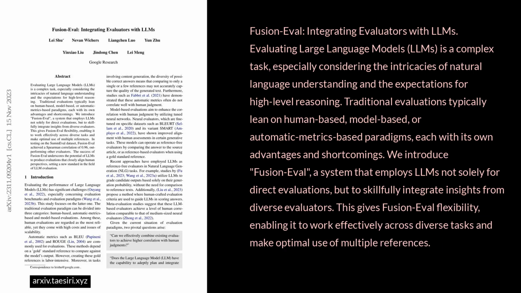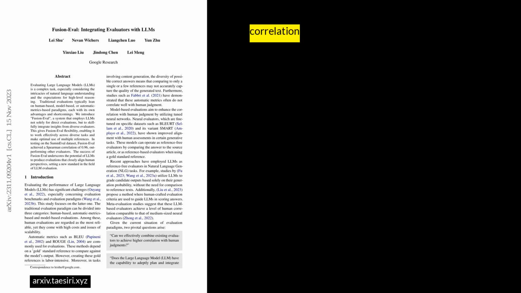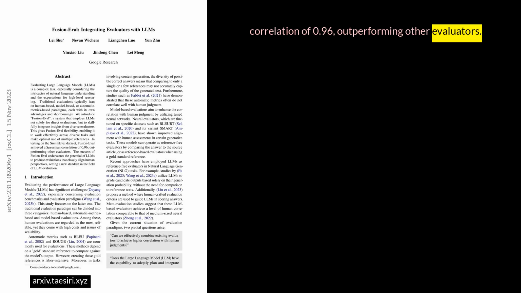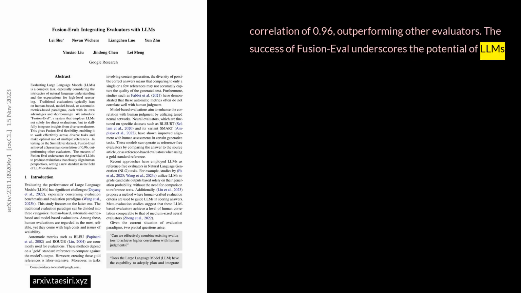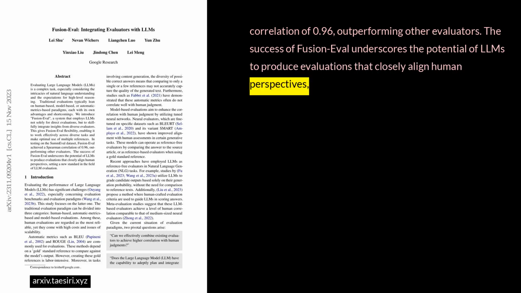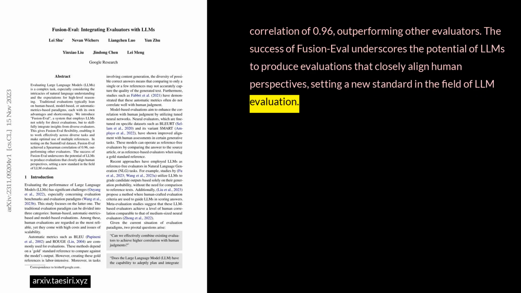This gives Fusion-Eval flexibility, enabling it to work effectively across diverse tasks and make optimal use of multiple references. In testing on the SummEval dataset, Fusion-Eval achieved a Spearman correlation of 0.96, outperforming other evaluators. The success of Fusion-Eval underscores the potential of LLMs to produce evaluations that closely align with human perspectives, setting a new standard in the field of LLM evaluation.